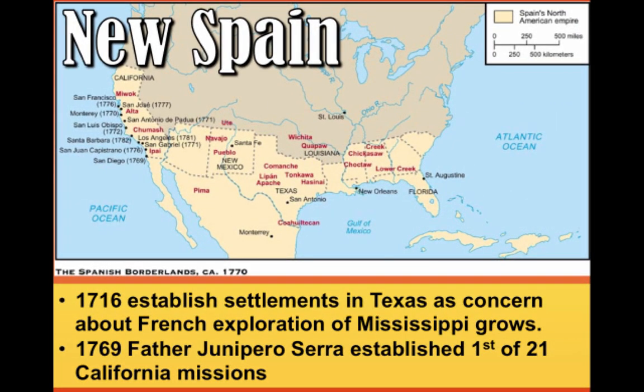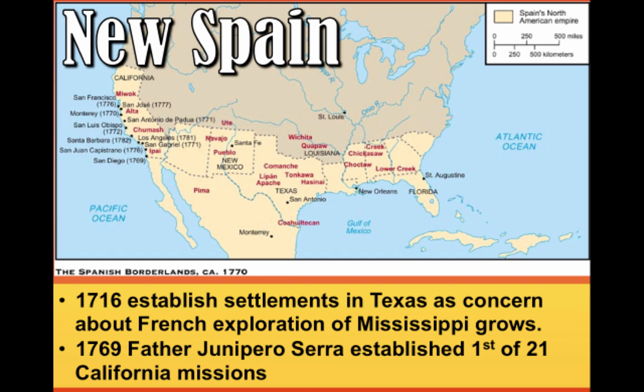And a couple things you need to be aware of. In 1716, they establish a settlement at what is today San Antonio in Texas. And they're really establishing this because you got these French explorers that are coming down the Mississippi River, and these French explorers coming down these rivers are threatening the Spanish Empire. And in 1769, they established a mission in California, the first of 21 that will eventually form.